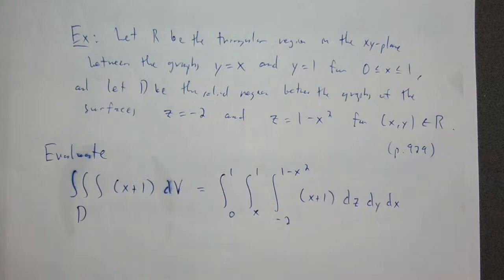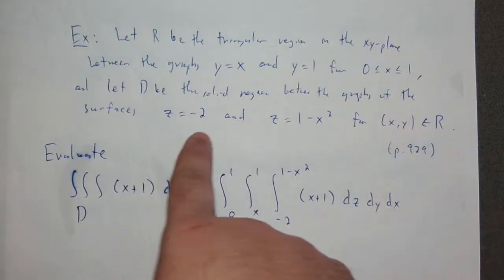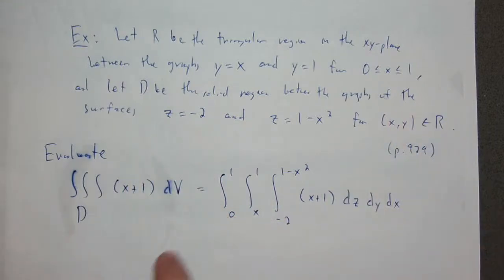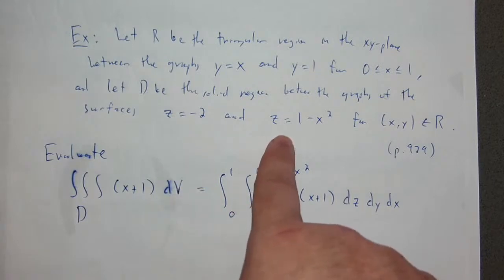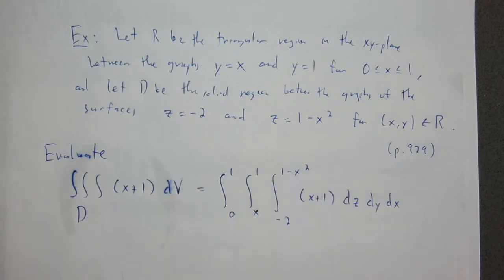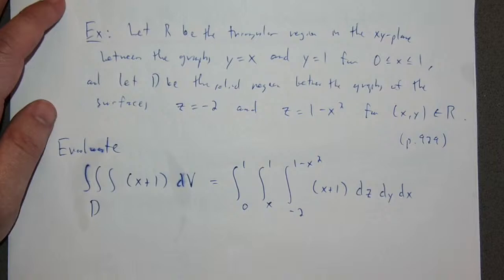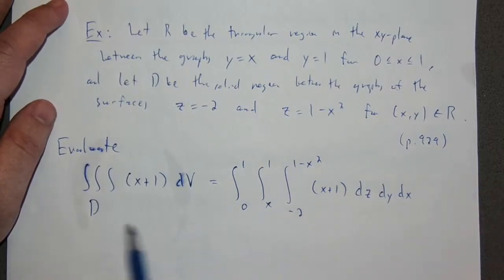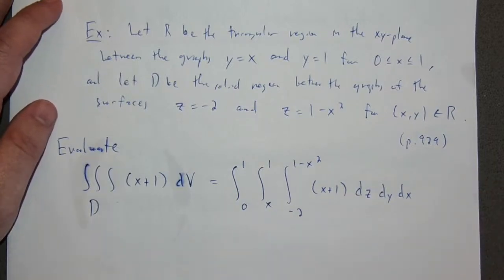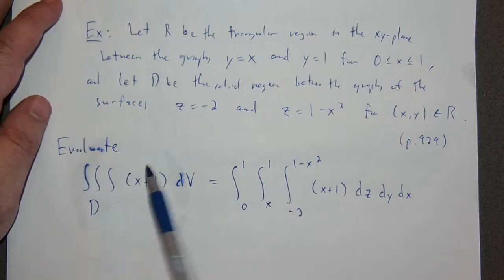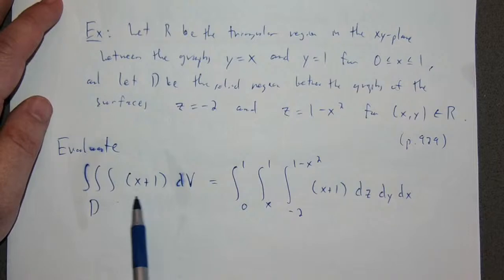Let D be the solid region between the graphs of the surfaces z equals minus 2, so that's a plane at height z equals minus 2, and z equals 1 minus x squared, so it's like a parabolic sheet. This is for all x, y in R. So I went ahead and wrote out what this triple integral would be. I was asked to evaluate this triple integral over the region D described here of x plus 1 dV.